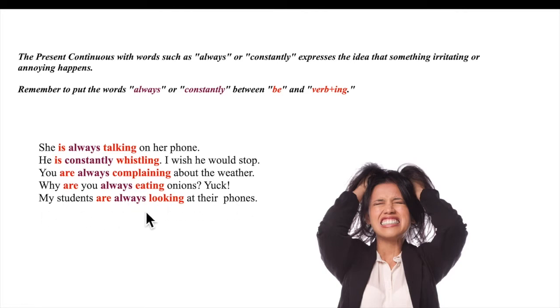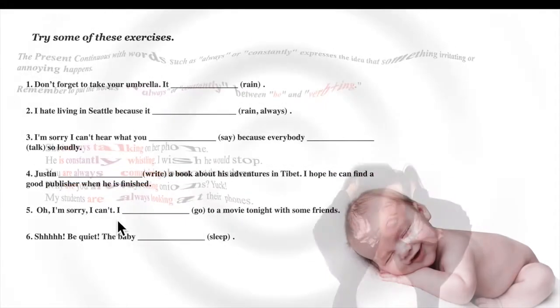Some students just love to look at their phones, and they're always looking at their phones. And because of that, sometimes they miss things in the class or they're not paying attention. So when you say this, you can say always or constantly, a little bit stronger. And it shows that you're not really happy about what is happening in that sentence. My students are always talking on their phones. Yeah, it bothers me. Don't do it in class.